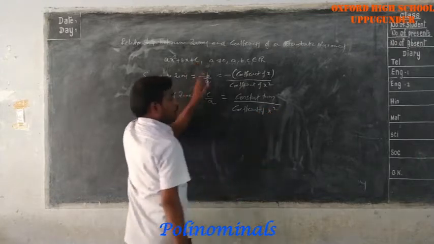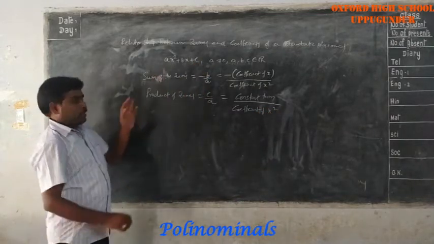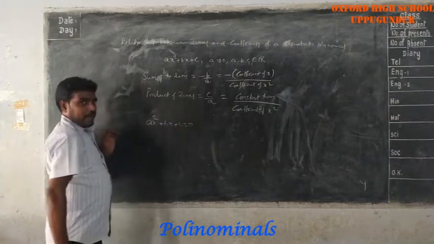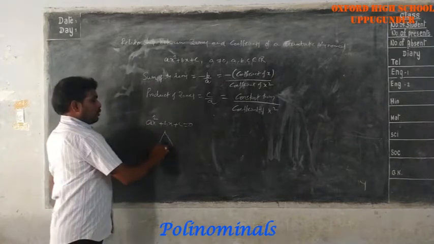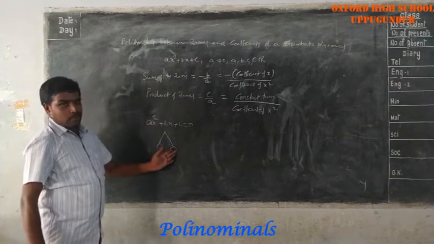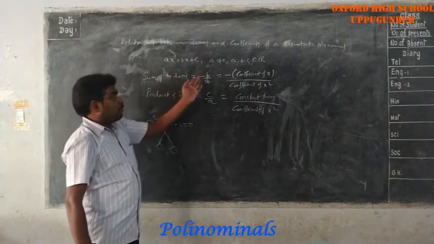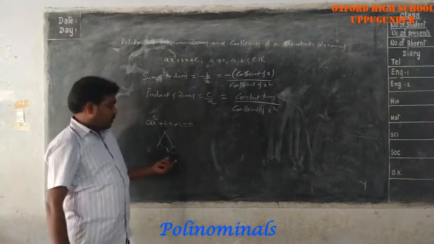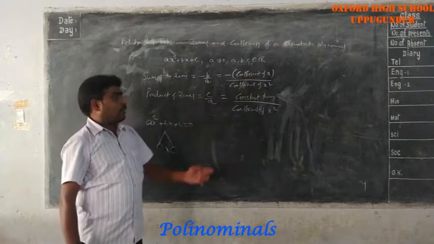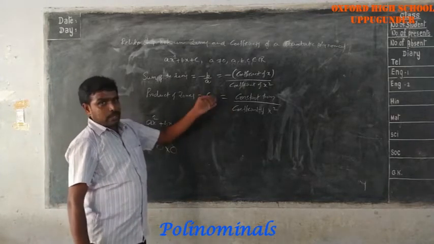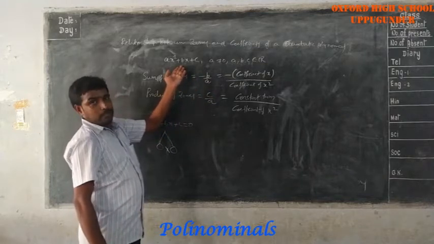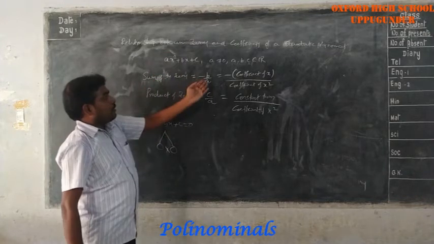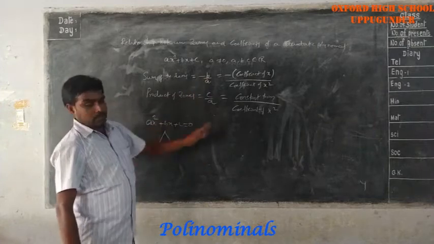In general, we can find zeros for this polynomial like this: ax square plus bx plus c equal to 0. By factorizing this, you will get two zeros. The sum of zeros will be equal to minus coefficient of x by coefficient of x square. The product of zeros will be constant term by coefficient of x square. So this we have to check by finding the zeros using the factorization method, and then check the zeros against the coefficients.